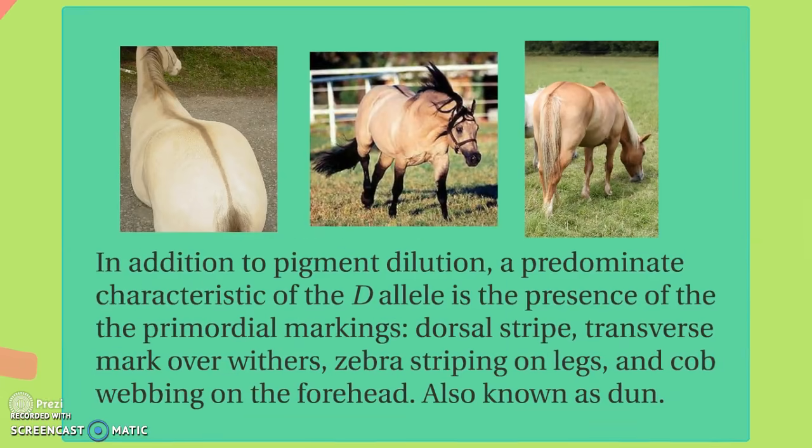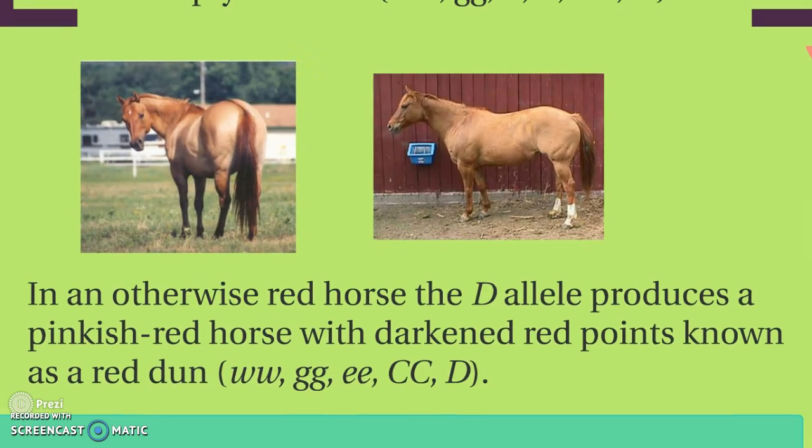In addition to pigment dilution, a predominant characteristic of the D allele is the presence of the primordial markings: dorsal stripe, transverse mark over withers, zebra striping on legs, and cobwebbing on the forehead, also known as dun. D for dun. In an otherwise red horse, the D allele produces a pinkish red horse with darkened red points known as a red dun. Little w, little g, little e, big C, D.